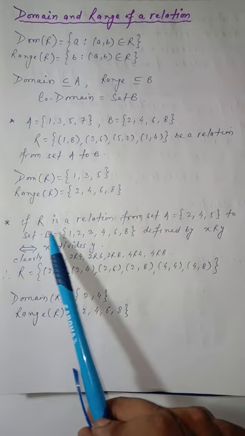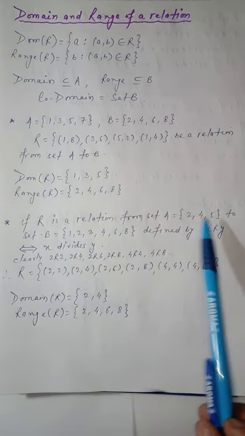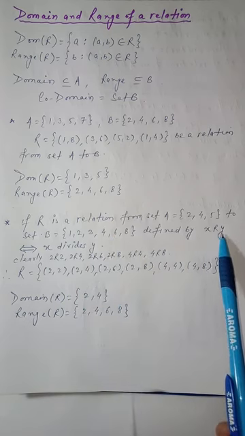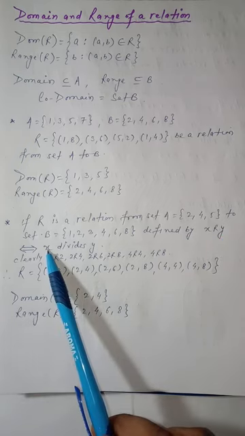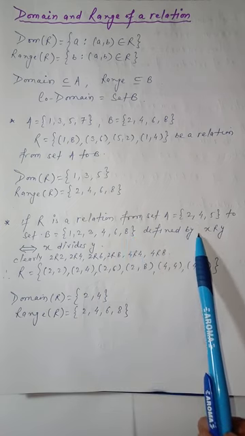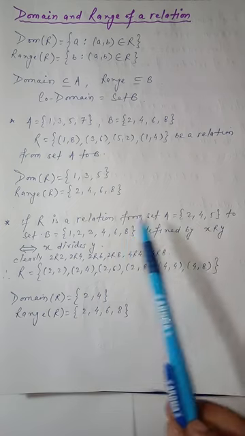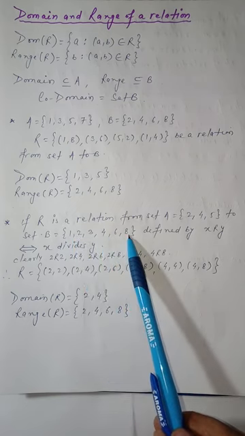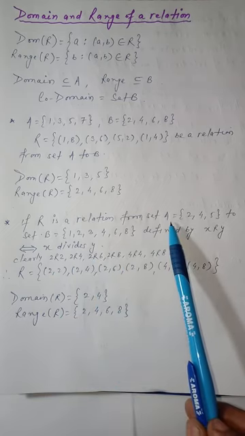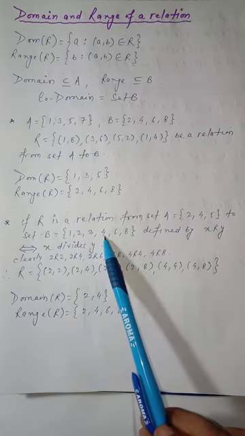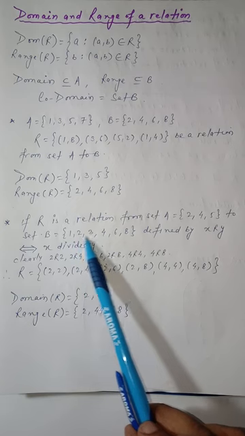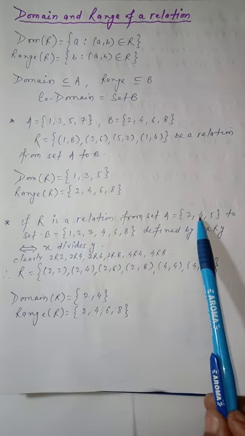Now take this problem. If R is a relation from set A, which is {2, 4, 5}, to a set B {1, 2, 3, 4, 5, 6, 8}, and R is defined by x R y if x divides y. It means an element of A divides an element of set B. So clearly 2 divides 2, 2 divides 4, 2 divides 6, 2 divides 8. So that's why 2R2, 2R4, 2R6 and 2R8. In the same manner, 4 divides 4, 4 divides 8, and 5, no, there is no element which is divided by 5.